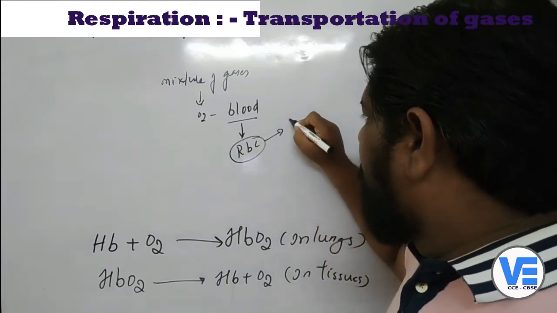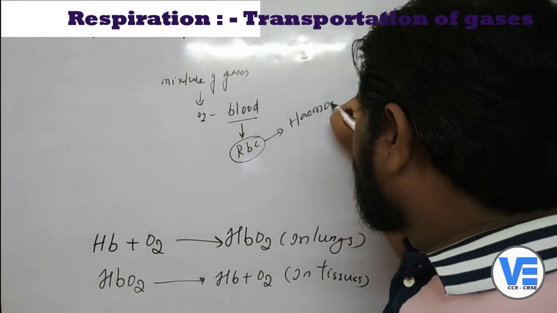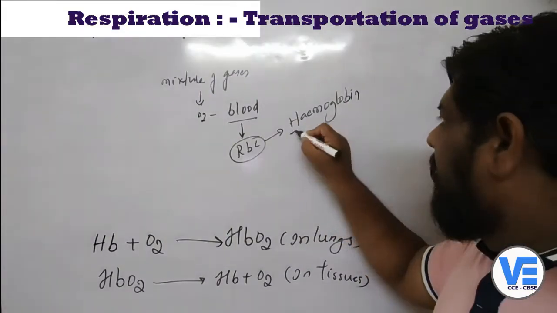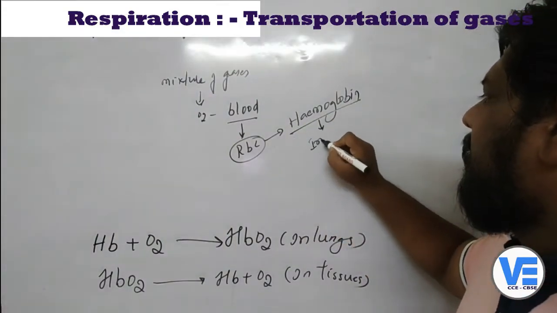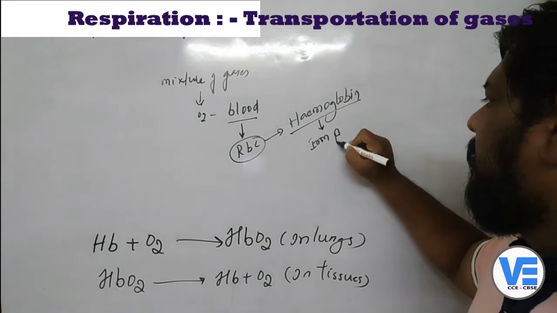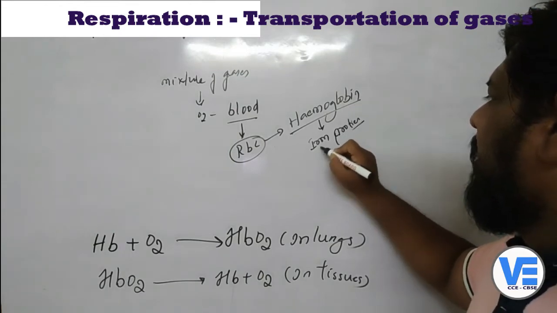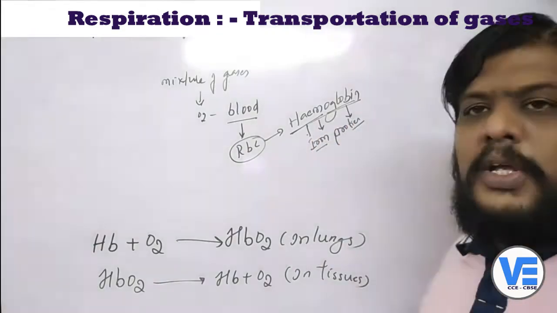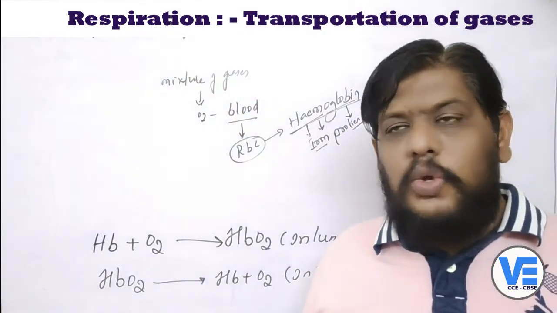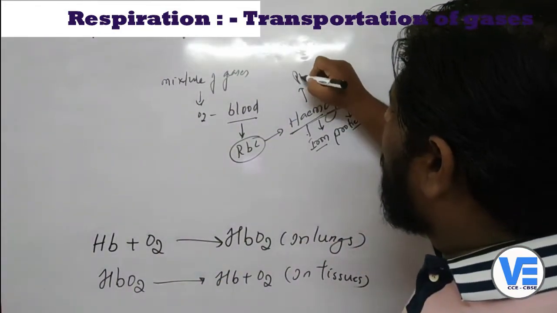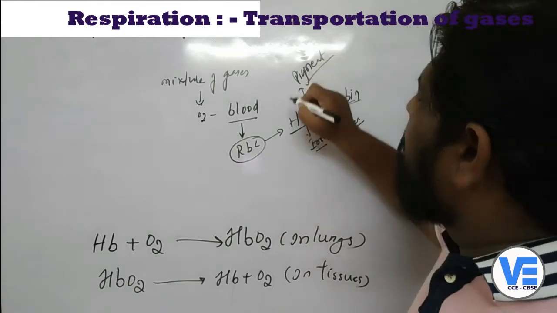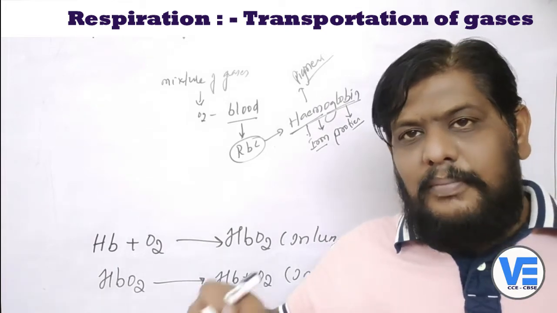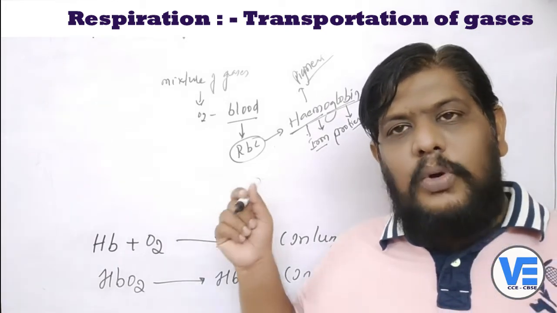RBC will have a special pigment which is called hemoglobin. So this hemoglobin is an iron-containing protein. It is an iron protein because heme is the iron and globin is the protein. So this iron protein is also a pigment molecule. Why is it called a pigment molecule? Because it gives color to the blood. It gives the red color to the blood. So the red color of the blood is only due to the presence of hemoglobin in the blood.